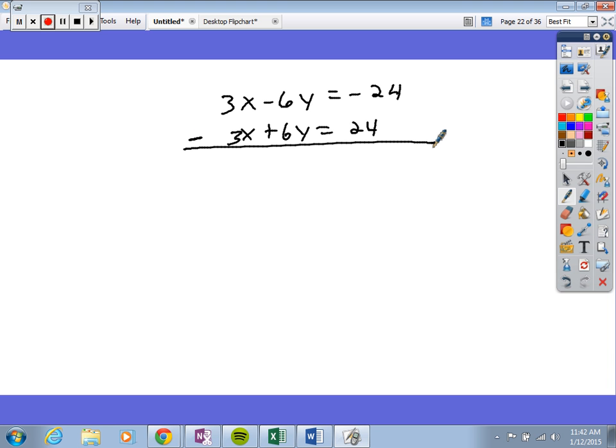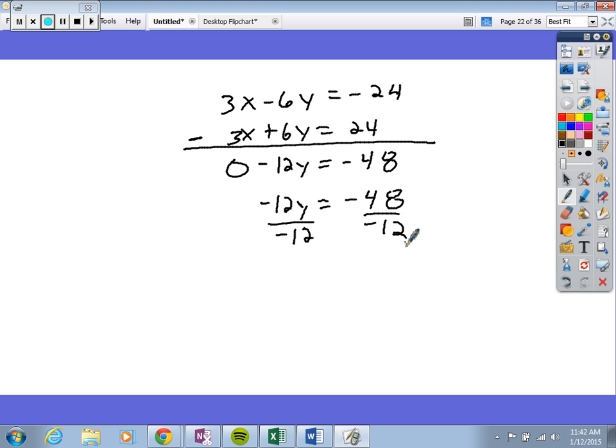So 3x minus 3x is 0. Negative 6 minus 6 becomes negative 12y is equal to negative 24 minus 24, which is negative 48. So this could then say negative 12y is equal to negative 48. Divide both sides by negative 12. You can get y is equal to a positive 4. But we're not done because we want the point.